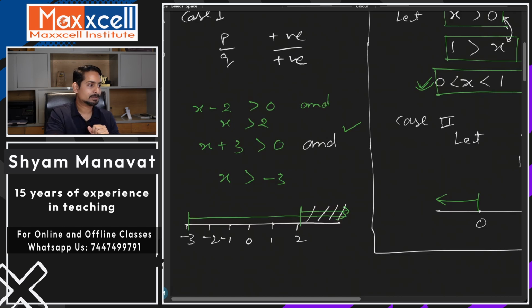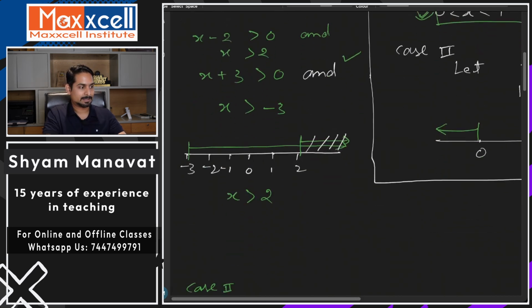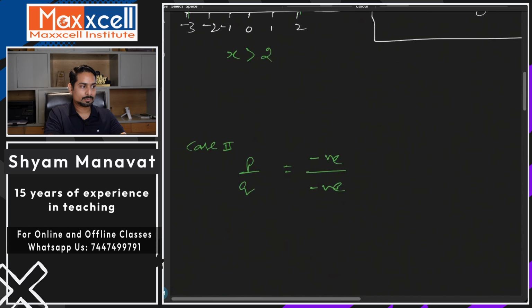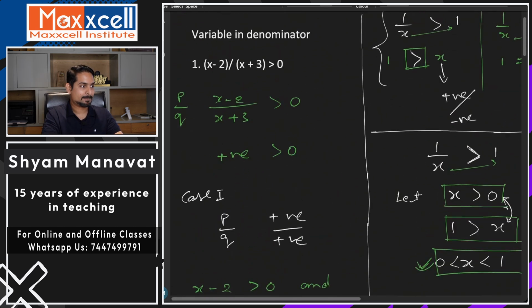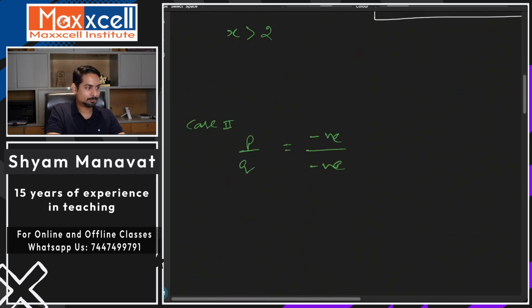So what is the conclusion of case number 1? The conclusion is x is more than 2. Did you understand? Similarly, if both numerator and denominator are negative, negative negative cancel and the fraction will still be more than 0 as per the question. In that case, the numerator, x minus 2, is less than 0, and the denominator, x plus 3, is also less than 0.